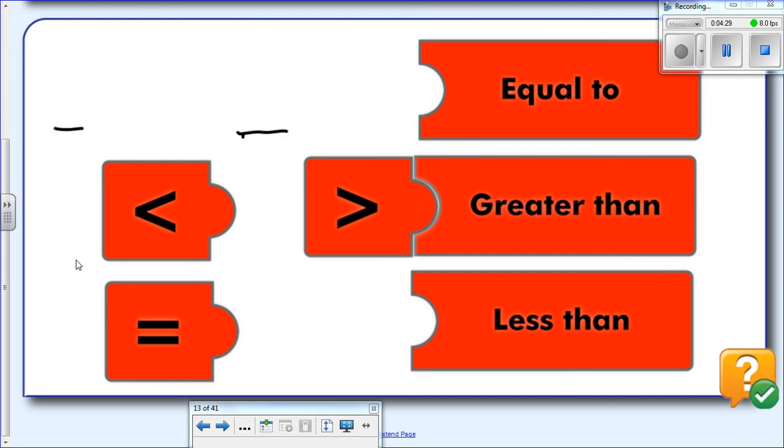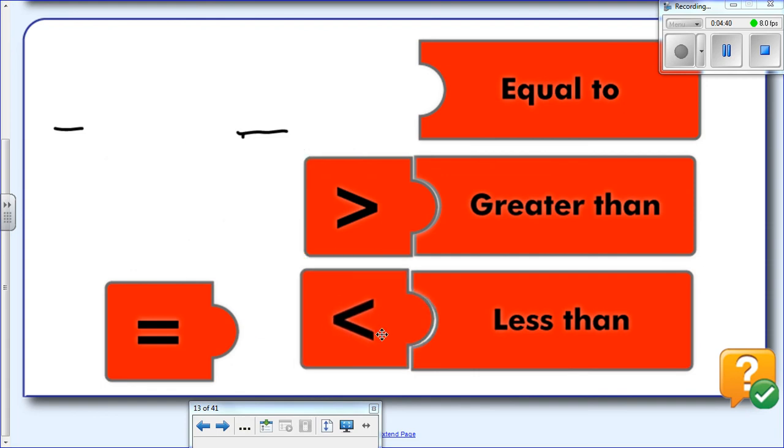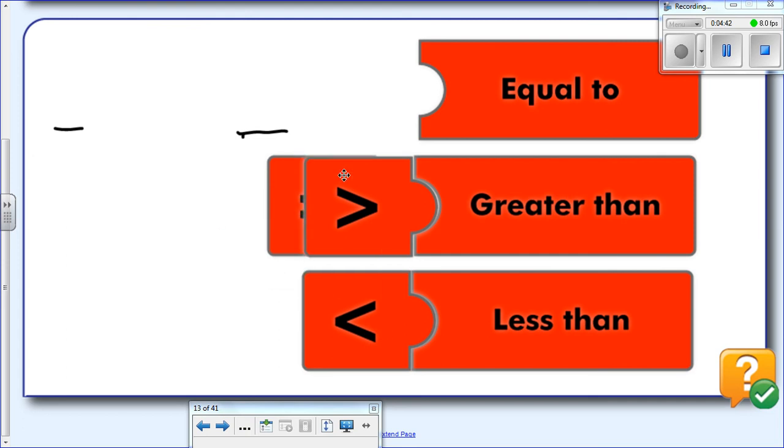Okay, if we have a number on the left of this and a number on the right, that means the number on this side would be greater. So we would say this number is less than this number. And then this one's equals.